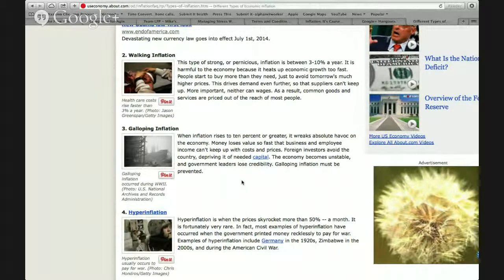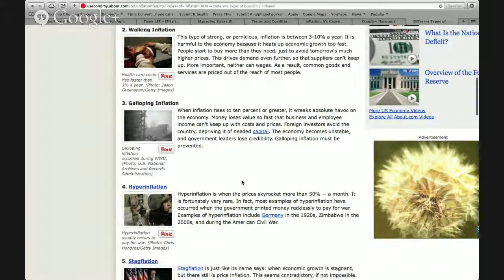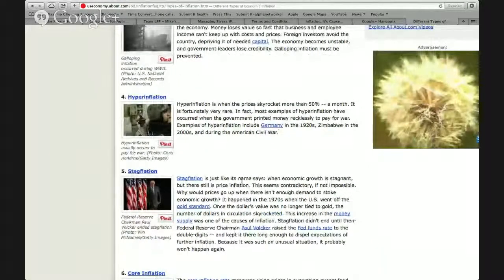It actually wreaks havoc on the economy, according to this website. Money loses value so fast that business and employee income can't keep up with the cost and the prices. And the foreign investors are beginning to avoid us and depriving us of needed capital, right? Deprivation. The other companies don't want to give us money. Then there's hyperinflation. Now that's when prices skyrocket more than 50%. Okay, and that's a month.